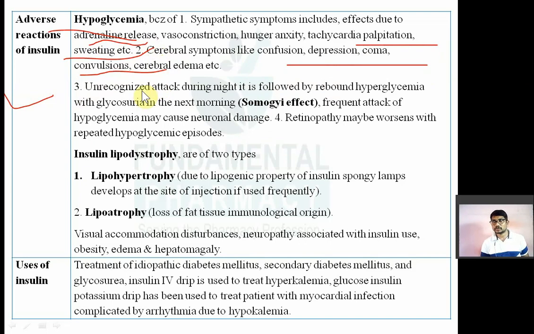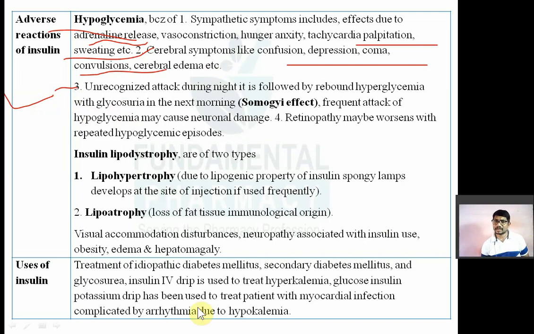The swelling occurs in the body. Unrecognized attacks during the night, followed by rebound hyperglycemia. So unrecognized attack means what? A sudden decrease in the body glucose level, followed by a rebound, sudden increase in the body glucose level. That is known as the Somogyi effect. Unrecognized hypoglycemic attack during the night, followed by rebound hyperglycemia with glycosuria in the morning, is known as the Somogyi effect.